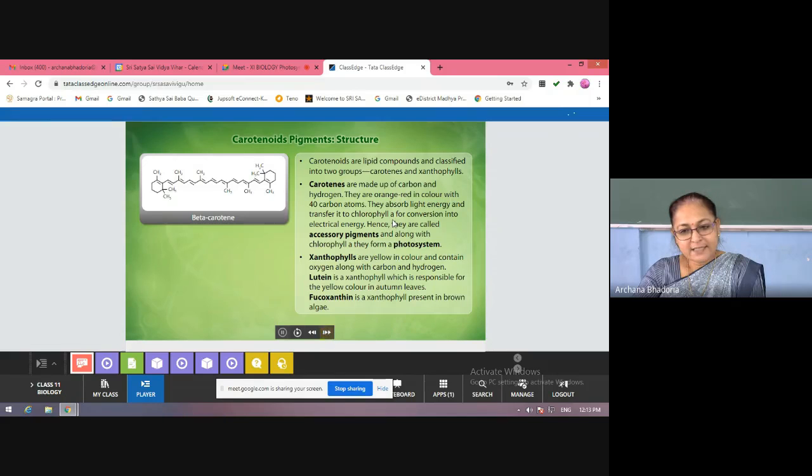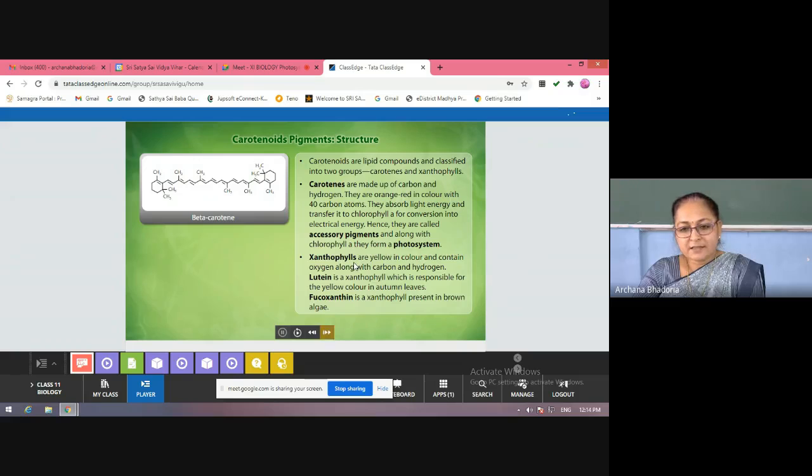They absorb light energy and transfer it to chlorophyll A for conversion into electrical energy. So you know that carotene and xanthophyll, they are known as the accessory pigments. We have done in 10th class, I told you essential pigments and accessory pigments. So they are passing the energy to the chlorophyll A. So carotenes along with the chlorophyll, they form the photosystem.